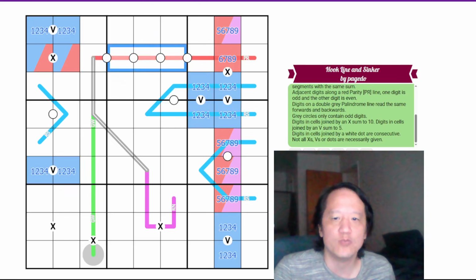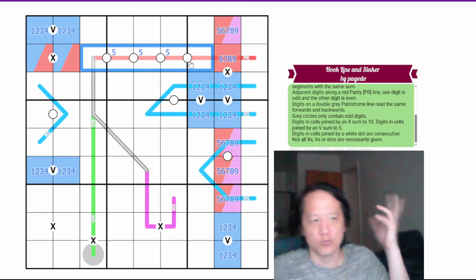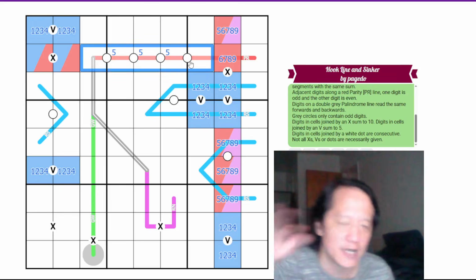5 has to be one of these 3 digits, which means you're guaranteed to have 4 or 6 on this stretch, this pseudo Renban line thing, where it has to be in order.